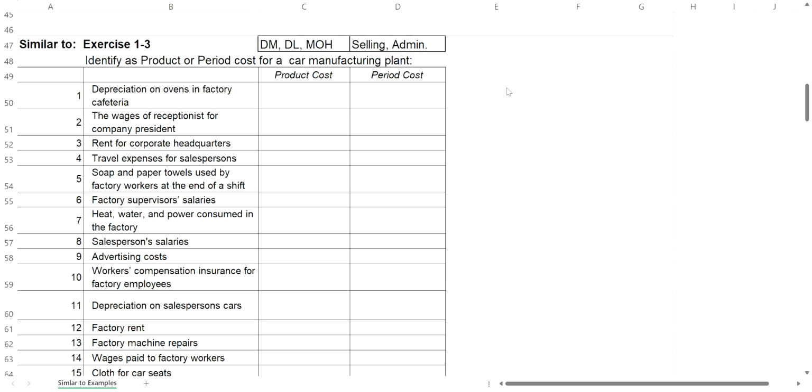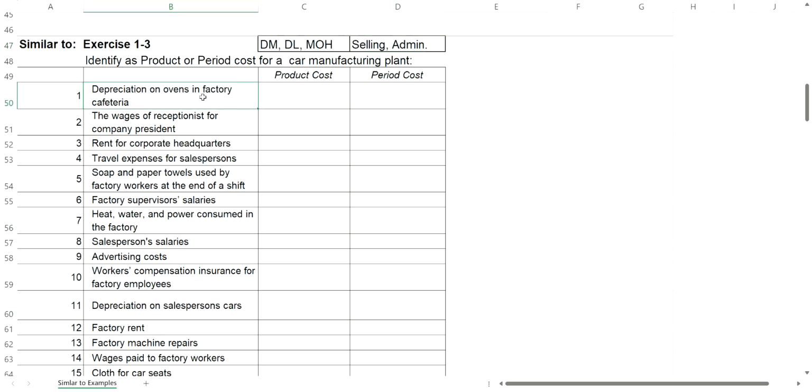In this video, we are going to identify a cost as either a product cost, which means it's direct materials, direct labor, or manufacturing overhead, or as a period cost, which means it's a selling or administrative expense. So let's go through each of our items.